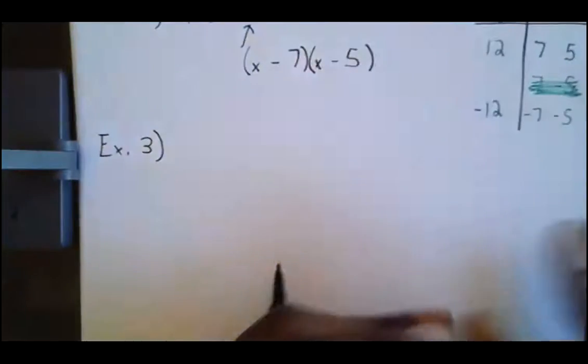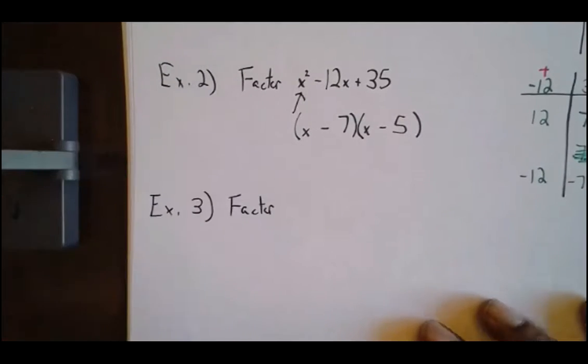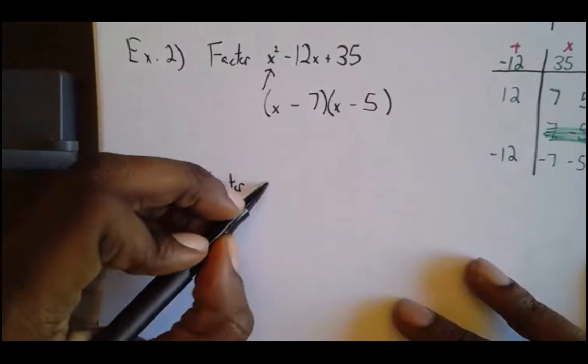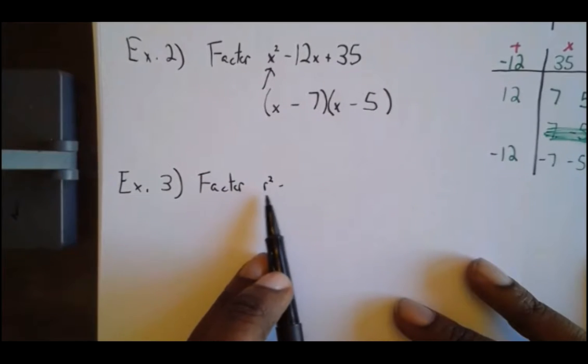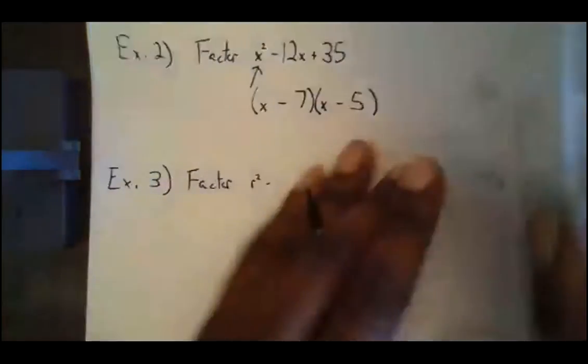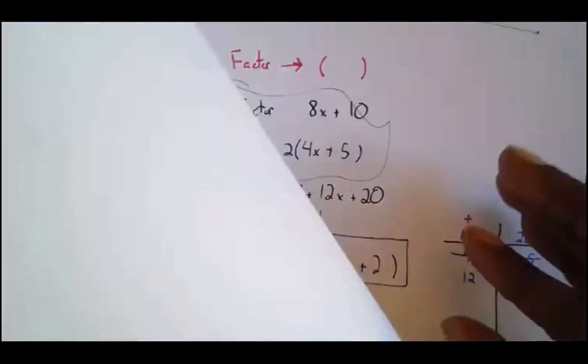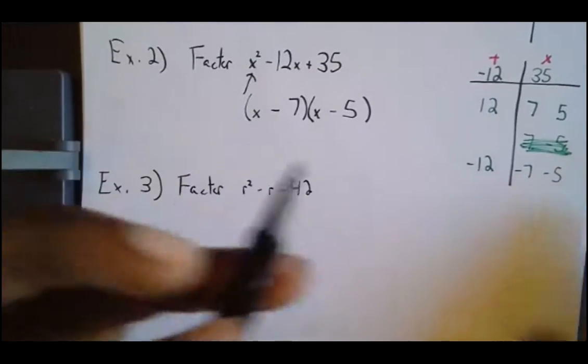So let's go to that other one here where we have factor r squared. Okay, now we have the letter R, so I hope everybody knows what to do. And I think it was minus, what was it? Okay. Minus r, minus 42.